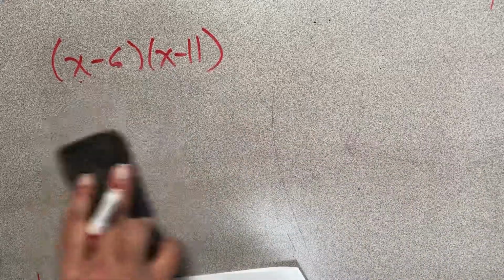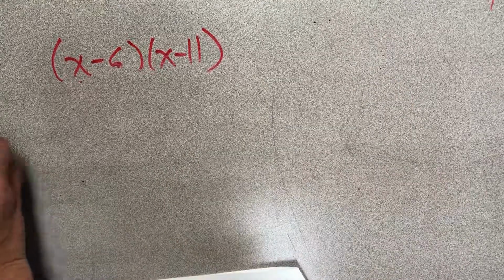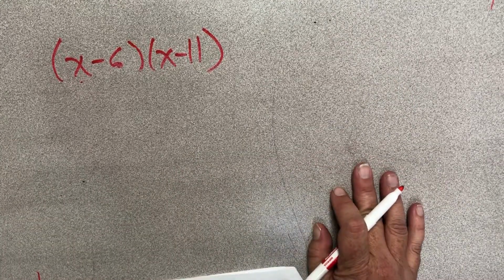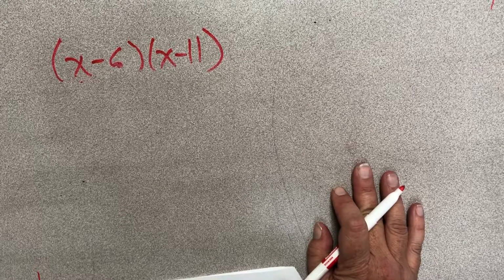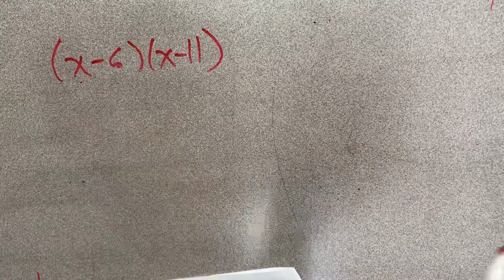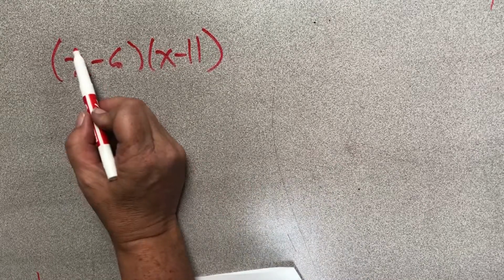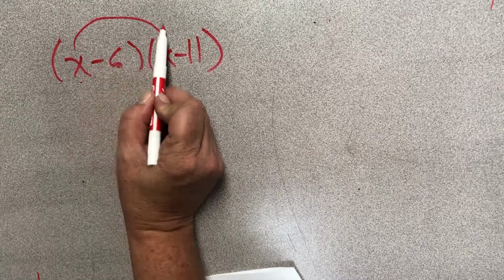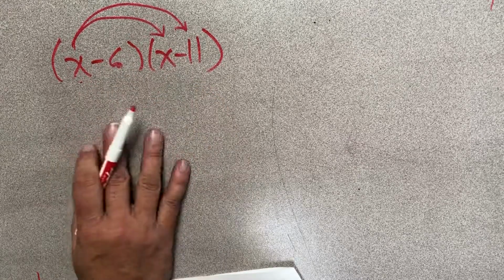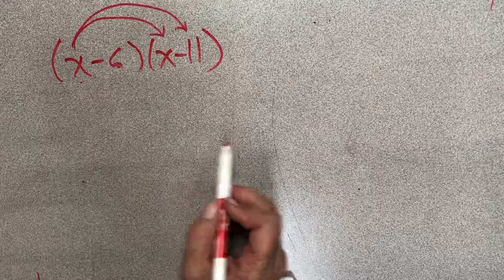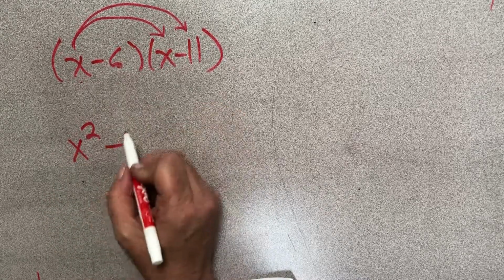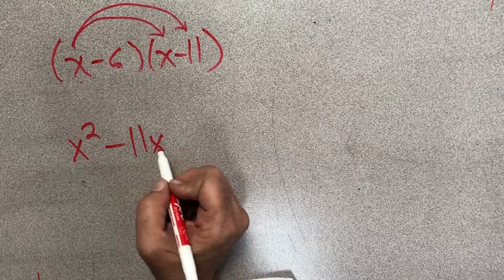We use arrows. Now, if you did this earlier in life, you might have called it FOIL. I prefer not to use the FOIL word, even though that's exactly what we're doing. I like to just distribute, and we use arrows, and you're going to use the arrows too, by the way. So I'm going to multiply x times x, draw an arrow, and x times negative 11. I'll leave a little space to write the answer. x times x, x squared. x times negative 11, negative 11x.